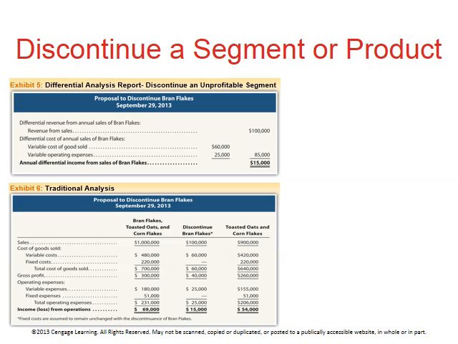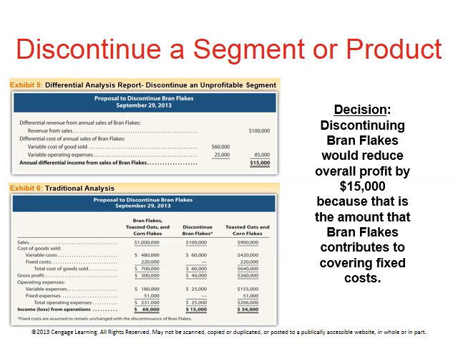So if we look at our differential analysis in Exhibit 5, so we're going to lose $100,000 of revenue. And then we look at our cost, we're going to lose our cost of goods sold and the operating expenses, $85,000. So annual differential income from sales of bran flakes, so we're going to show we would increase overall profit by $15,000 by discontinuing bran flakes.